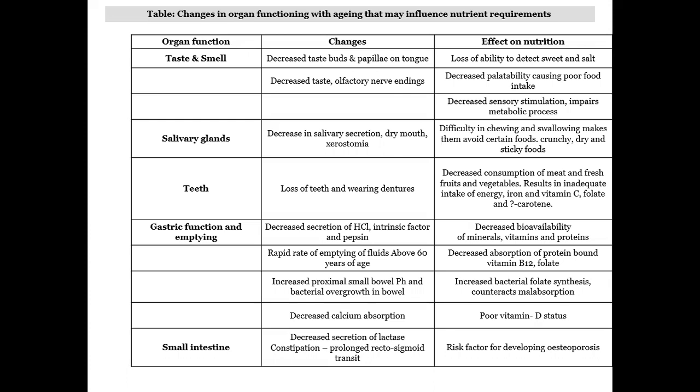Taste and smell. Of course, as you age, there are decreased taste buds and papillae on the tongue. So naturally, they don't have much ability to detect sweet, salt, palatability, causing poor food intake. Their food intake decreases because they are not finding food tasty. If you have old people in your home, they might complain that the food is not as tasty as in olden days. But what actually happens is their taste buds have diminished or have lowered capacity, but instead they think that it's because the food is not tasty.